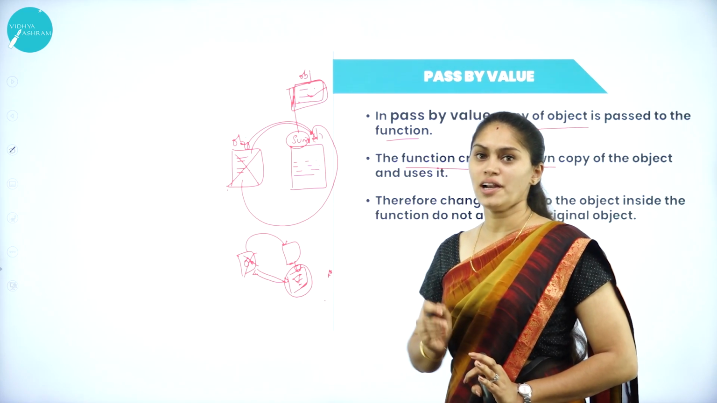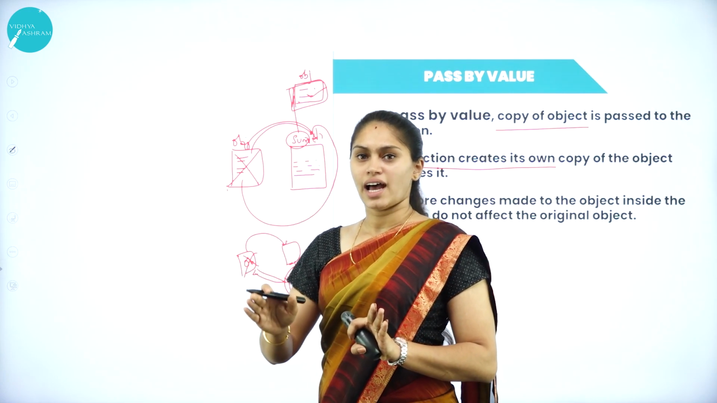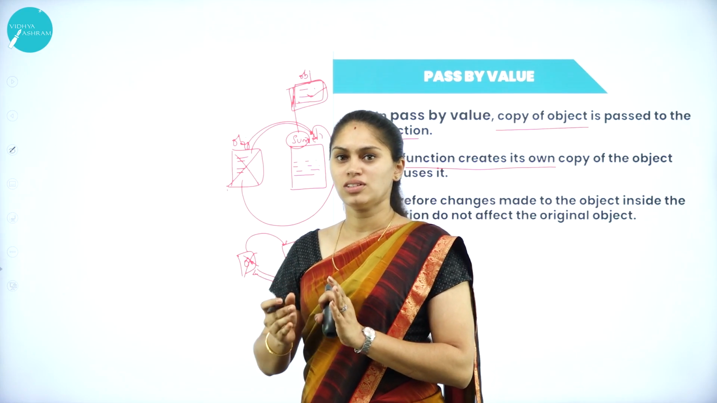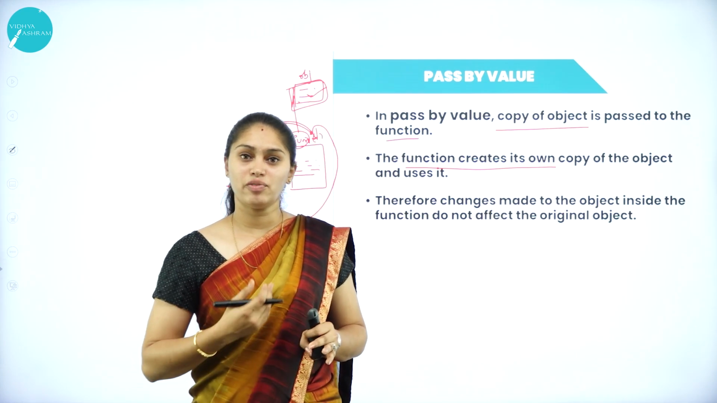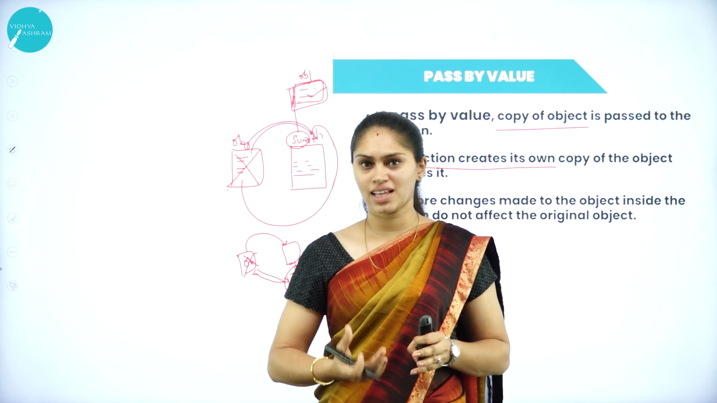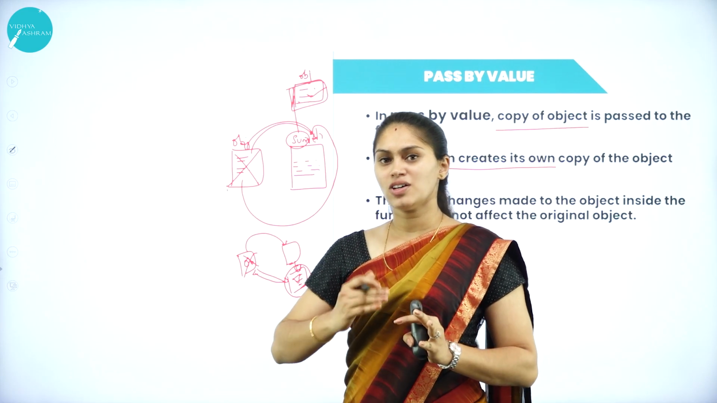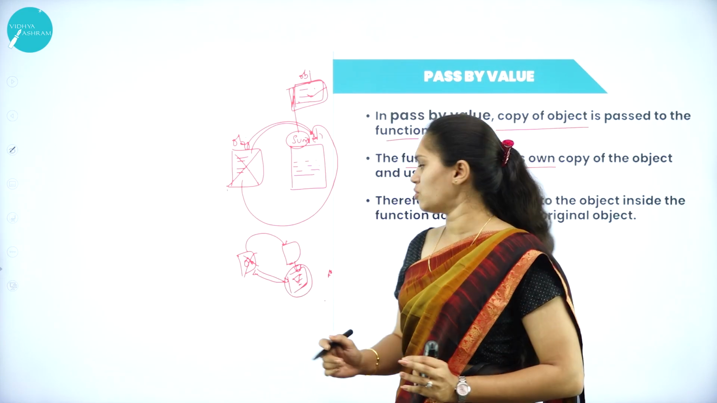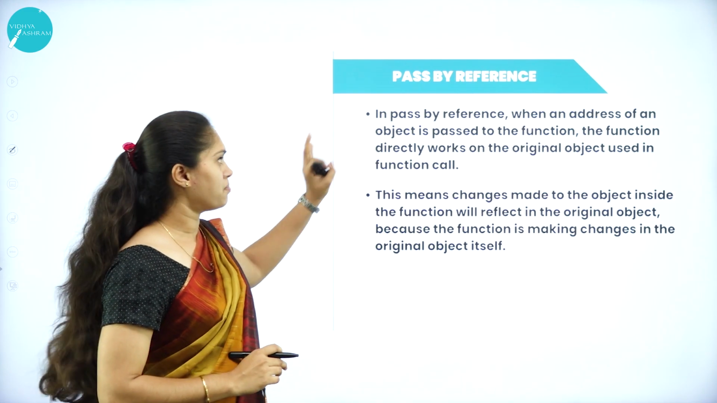That is nothing but what? Pass by value. I am sending the copy of the object as an argument to the function. So that copy helps the function to perform several operations. But if I am making any changes to that object, that won't affect the original object because I am playing with what? A copy of the object. That is nothing but pass by value.